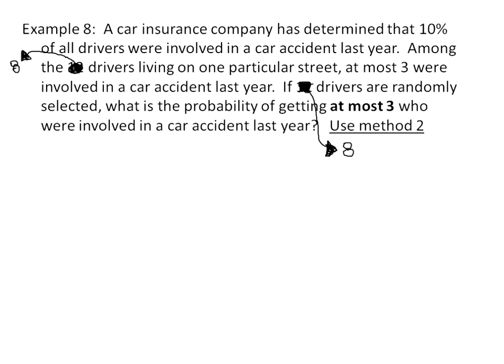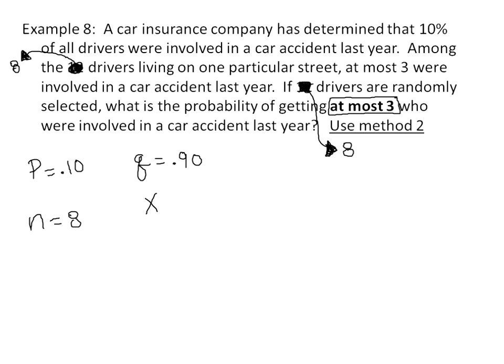Okay, so for this one, we have a car insurance company has determined that 10% of all drivers are involved in a car accident. So again, P is 0.10. We have to find Q just like we did before. So the problem really hasn't changed other than the fact that I had to change N. N is 8. And here it says, what is the probability of getting at most 3? So we have to interpret what that means.